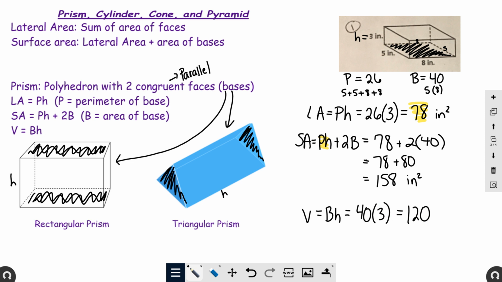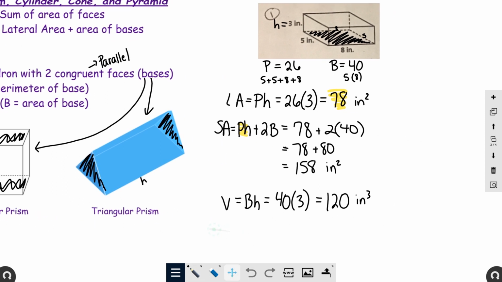Do you remember what the units are for volume? Inches cubed. That's right. Because it's like we're timesing 3 measurements together. The length times the width times the height, 5 times 8, then times 3. So you get 120. And that's all you got to do. Not too bad, huh? Let's try the next one.